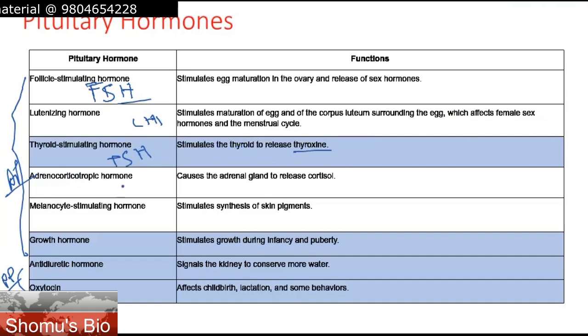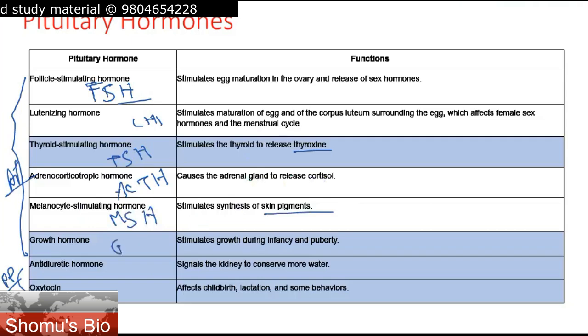Adrenocorticotropic hormone, ACTH, causes the adrenal gland to release cortisol. Melanocyte stimulating hormone, MSH, stimulates the synthesis of skin pigments, the production of melanin. Growth hormone stimulates the growth of cells during infancy and puberty.